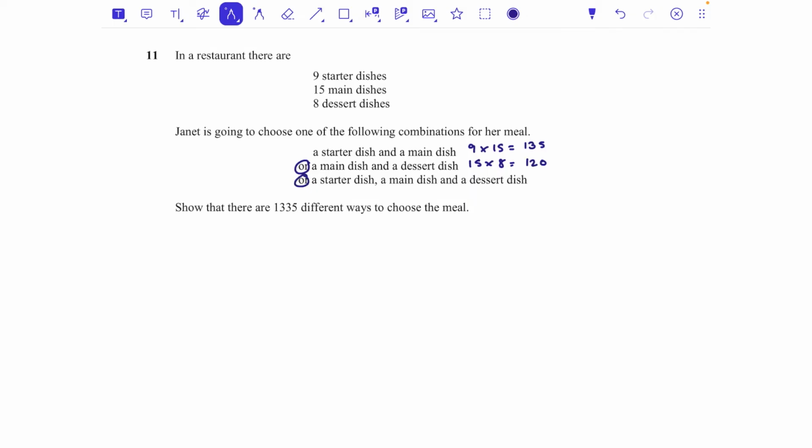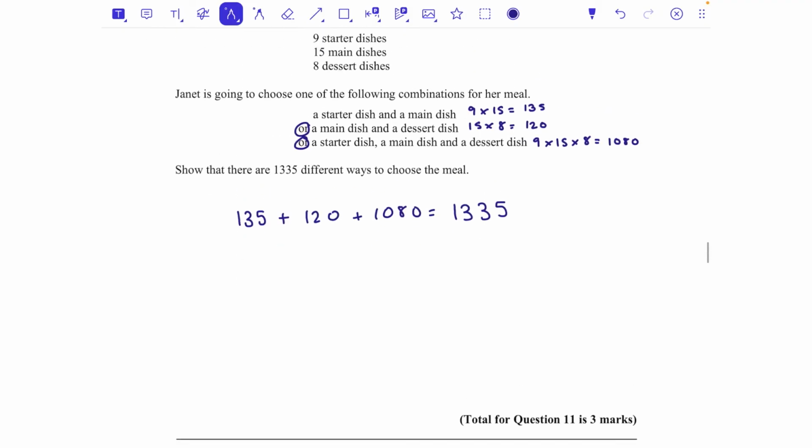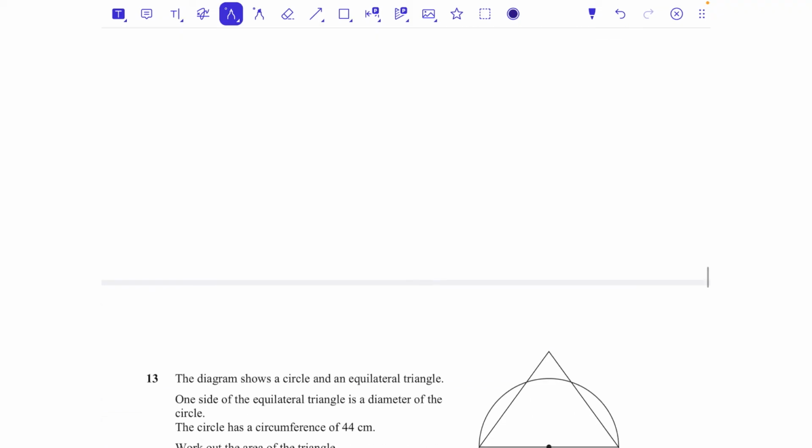Or she might get a starter and a main and a dessert. Now there are 9 times 15 times 8 different ways of doing that. So 9 times by 15 times by 8 is 1080. So altogether there is 135 combinations for the first thing, then 120 and 1080, and if we add all of those together we do indeed get 1335 different ways to choose the meal. That topic is product rule combinations, so yeah, quite a nice one for 3 marks I think, as long as you've seen that sort of question before.